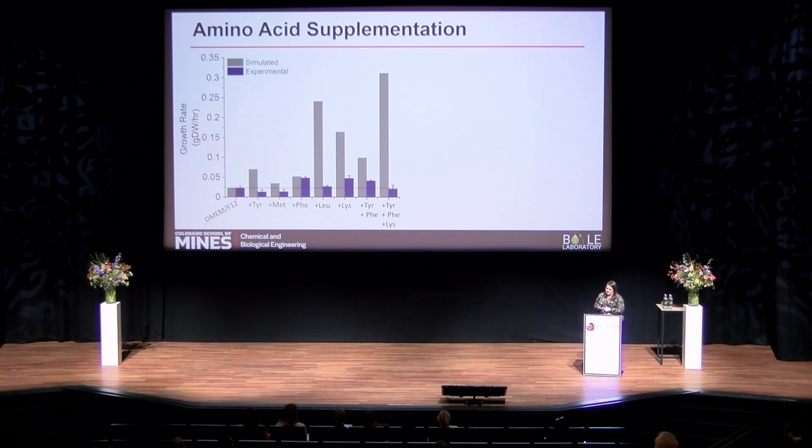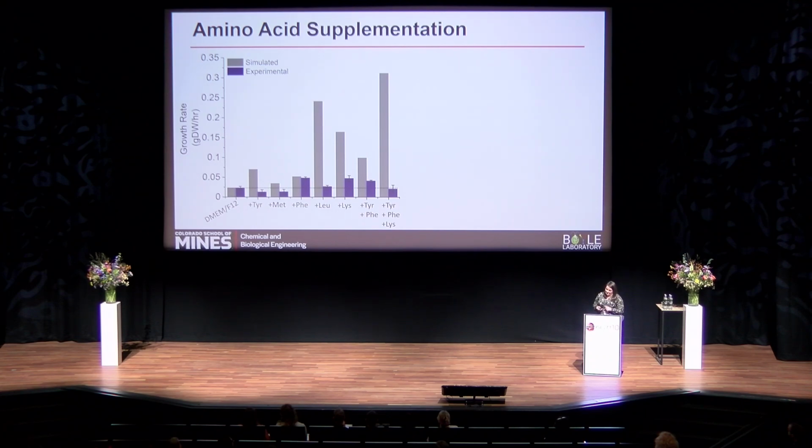So what we saw was the addition of tyrosine, methionine, phenylalanine, leucine, and lysine all had, simulated in the gray bars, the highest impact on growth. So we ran these in an experiment, and what we did see was that phenylalanine and leucine and lysine had a pretty big impact on growth.